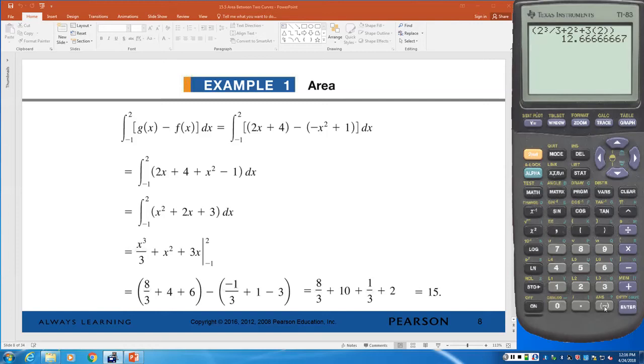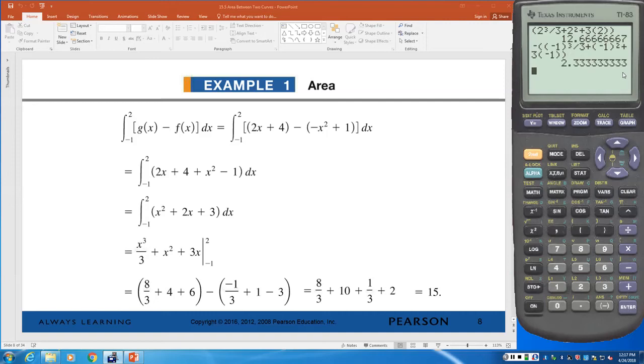And then from that, we're going to subtract, again in parentheses. You're using negative 1 now, so we're going to have negative 1 to the third. Don't forget your parentheses, because remember, you always put negative numbers in parentheses when you apply a power. Divided by 3 plus negative 1 squared plus 3 times negative 1. And then close that final parenthesis.